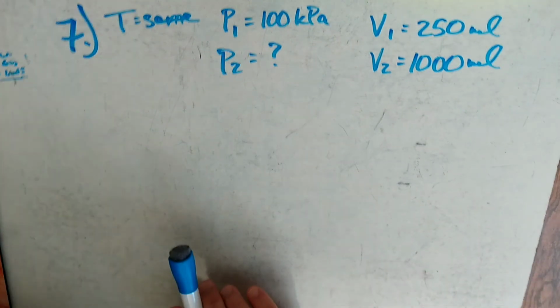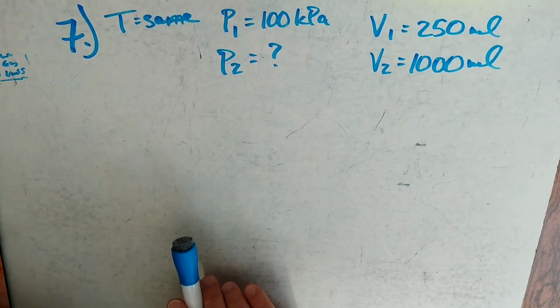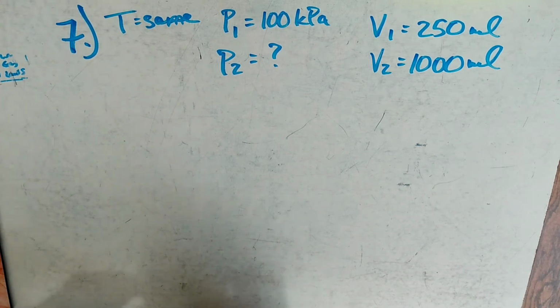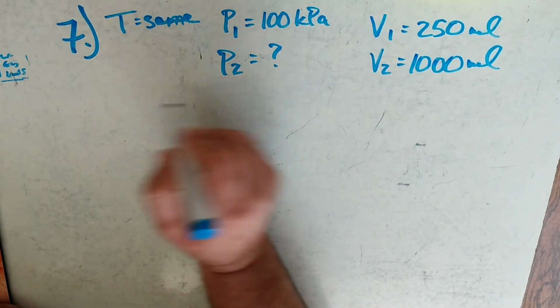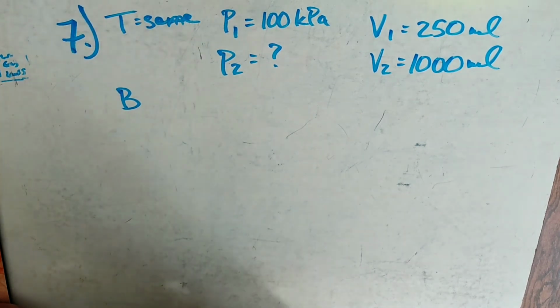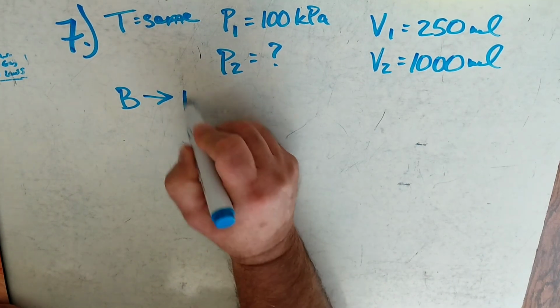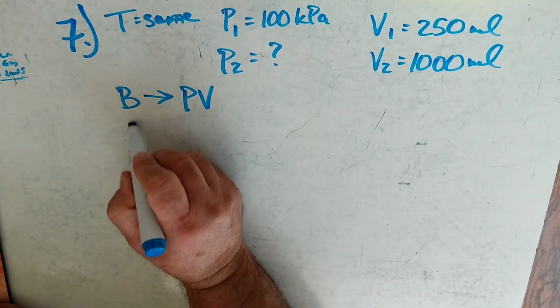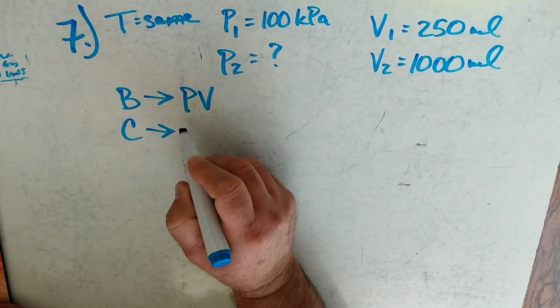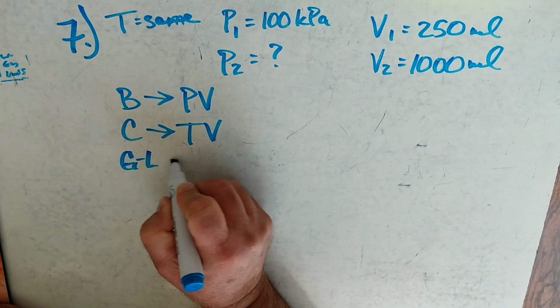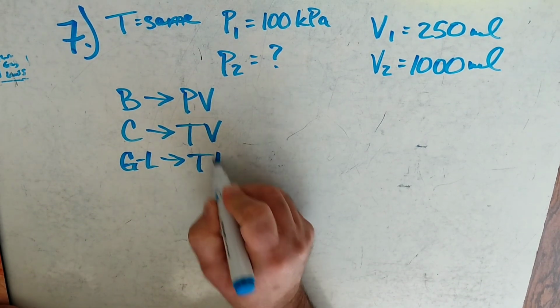Now, as we look at this, we have 3 different laws: Charles's, Boyle's, and Gay-Lussac's law. Let's look at these real quickly, in alphabetical order. Boyle's law is with pressure and volume. Charles's law is temperature and volume, and Gay-Lussac's law is temperature and pressure.